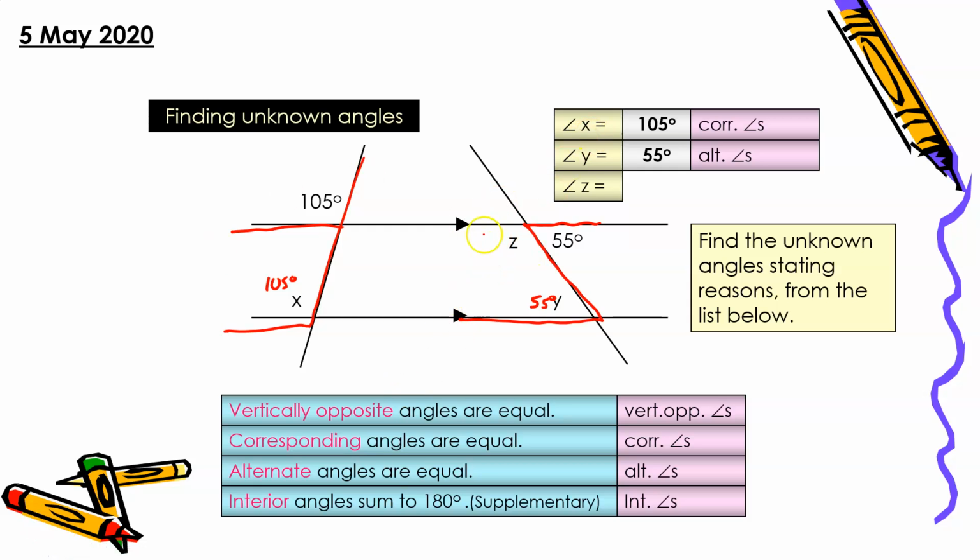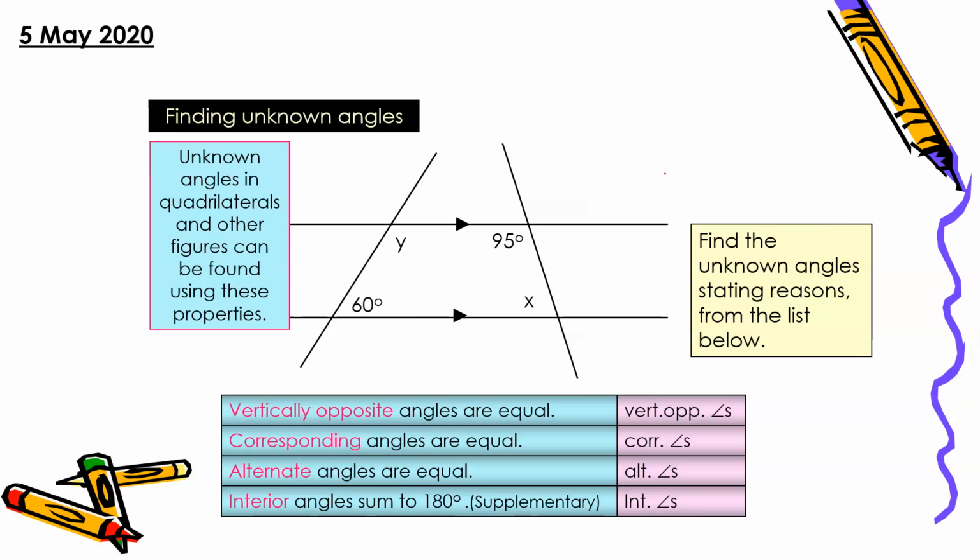That it should add up to 180. So you can work it out either way, that it's 125, and the reason we've given is co-interior angles of a parallel line, but you could use the supplementary rule or the straight line rule as well.